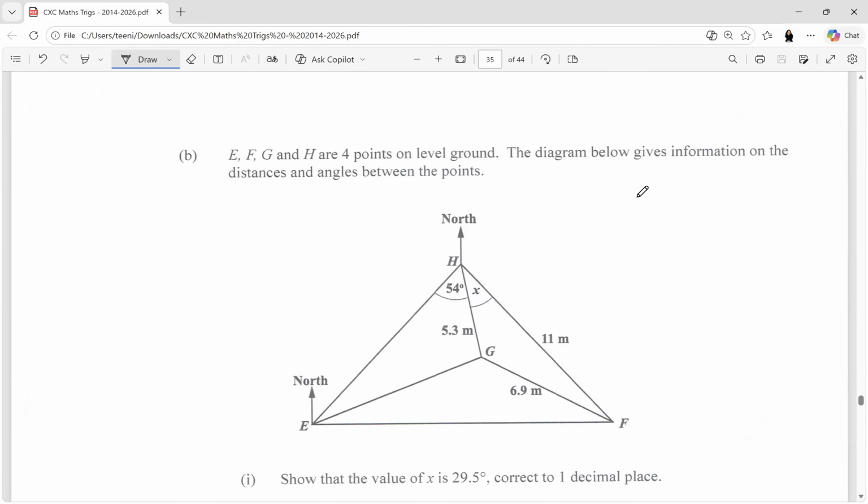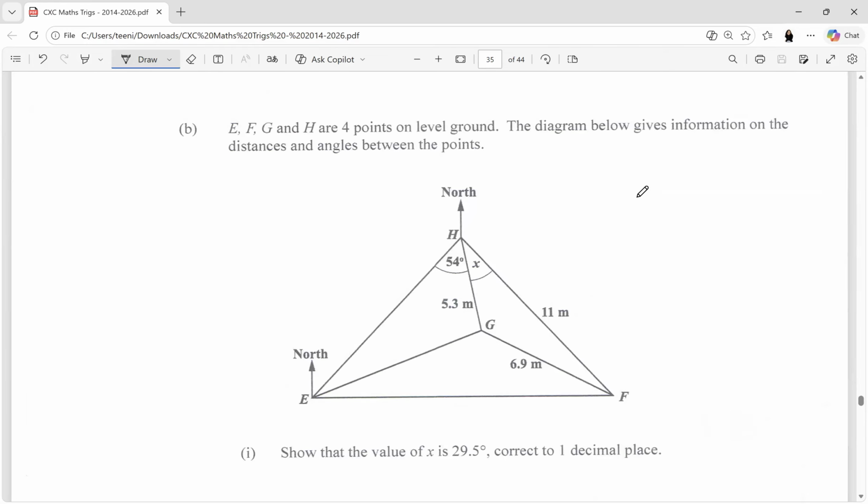Okay. All right. E, F, G, and H are 4 points on level ground. The diagram below gives information on the distances and angles between the points. So you have E, F, G, and H. HF, this distance is 11 meters. GF is 6.9 meters. GH is 5.3 meters.